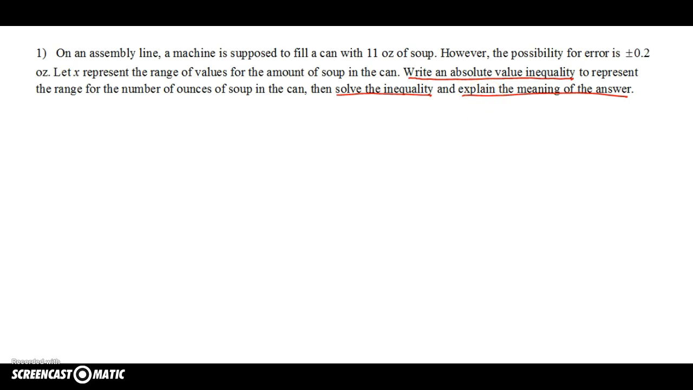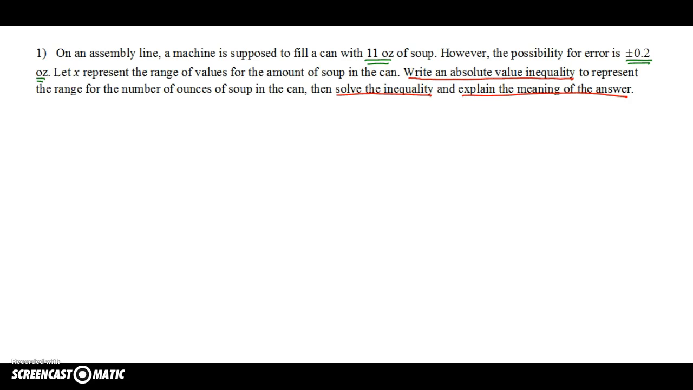So let's try to read, scan, look for important information. I see 11 ounces. And I'm thinking that is going to be something important that I need to remember. And I also see this plus or minus 0.2 ounces, which I also feel will be important in my problem. Now I'm going to read through the problem to see if I can get some hints as to how to create this absolute value inequality.